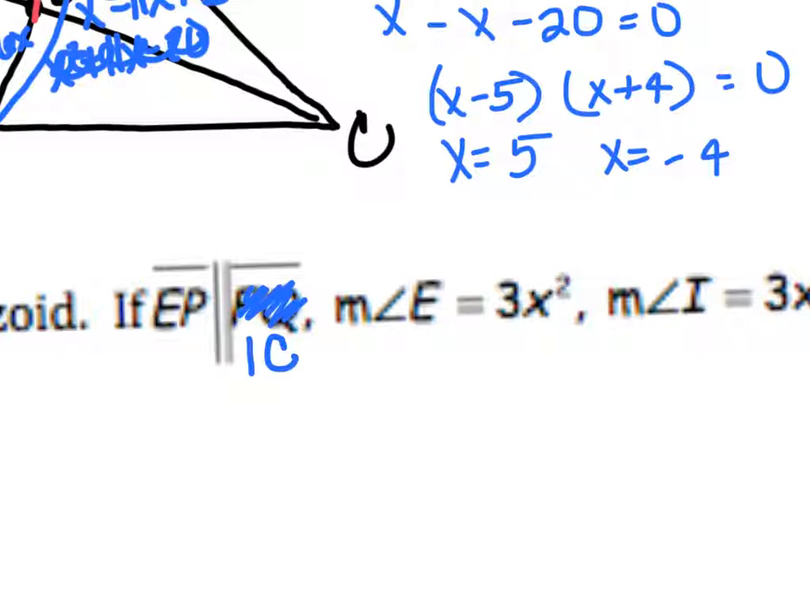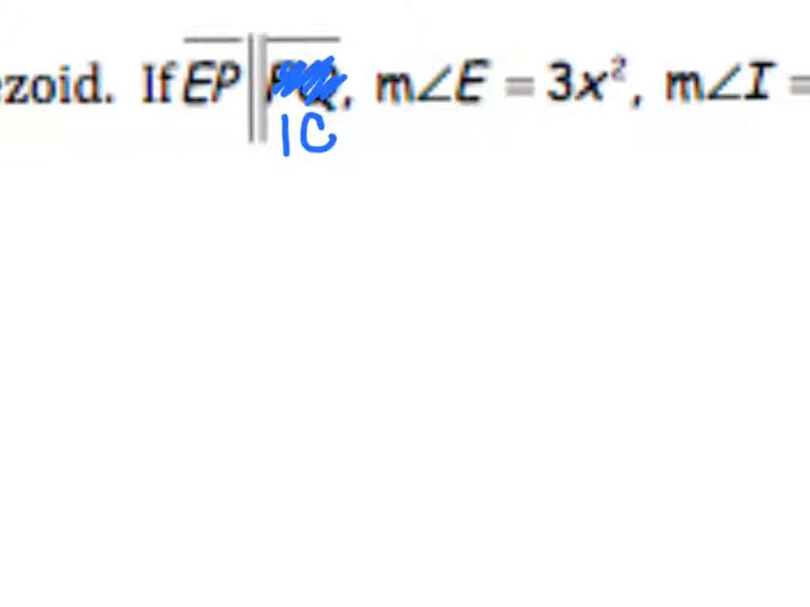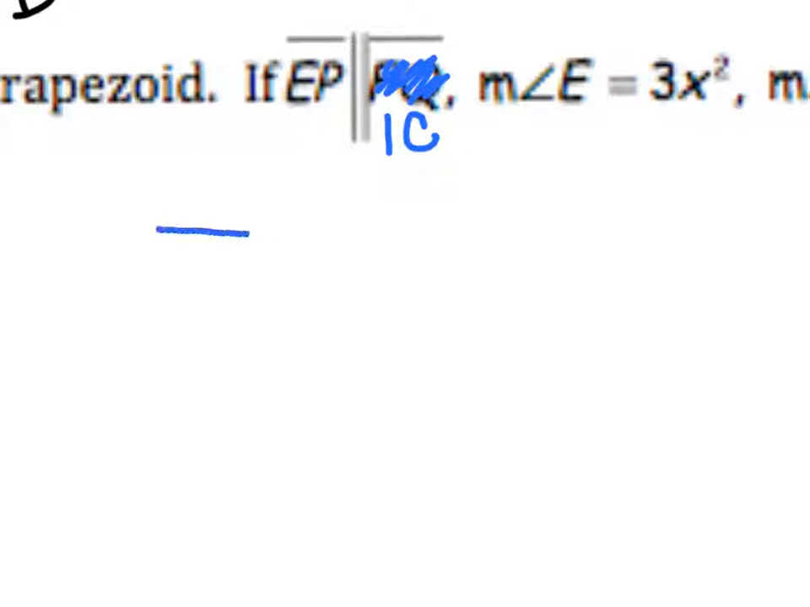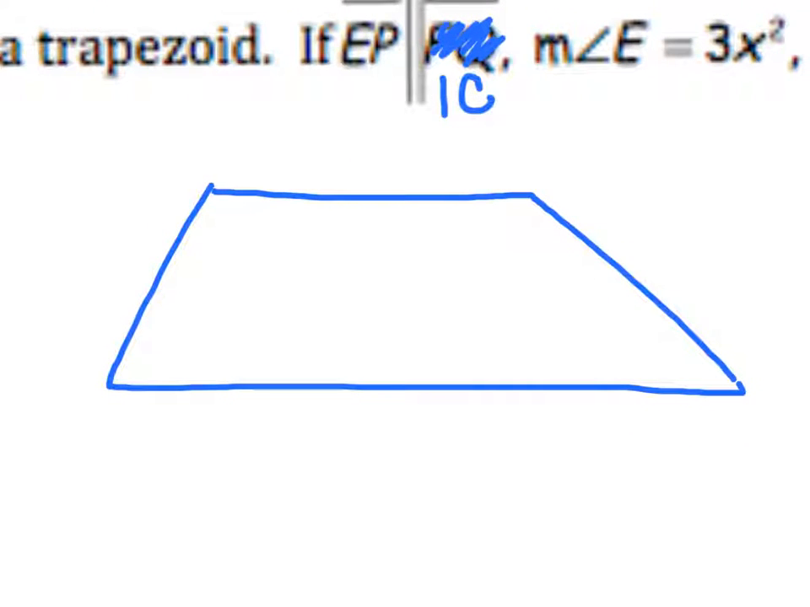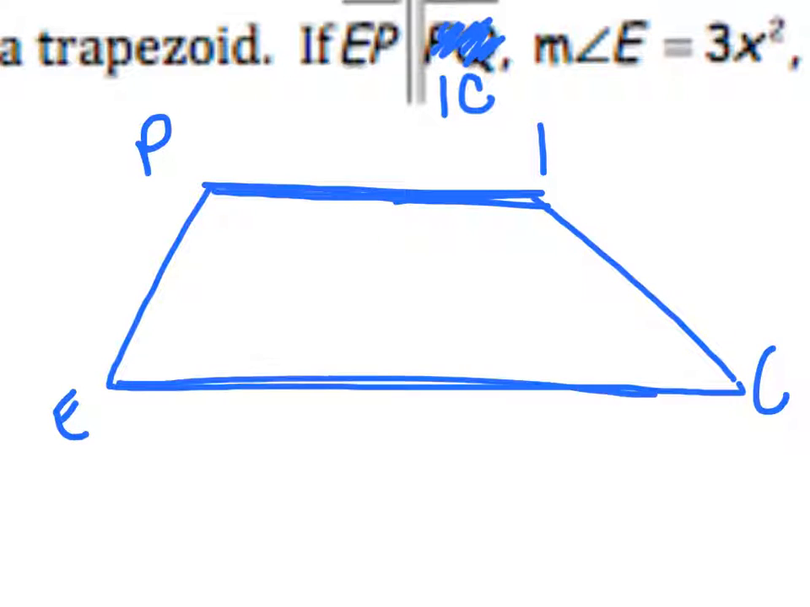Okay, so I've got another diagram, so I'm going to draw a trapezoid. Now, it doesn't say it's isosceles, so I can't mark the legs that are congruent. It's going to tell me that EP is parallel to IC. So wherever I start, say if I start down here at E and go clockwise or counterclockwise, PIC, EP is not parallel to IC. I need the top ones to be the parallel ones. So knowing that, I've got to move these around.